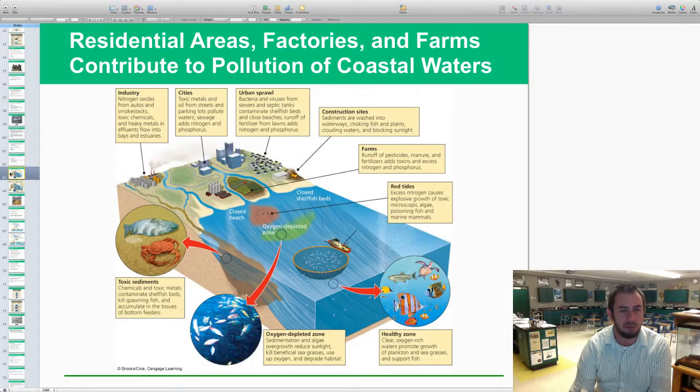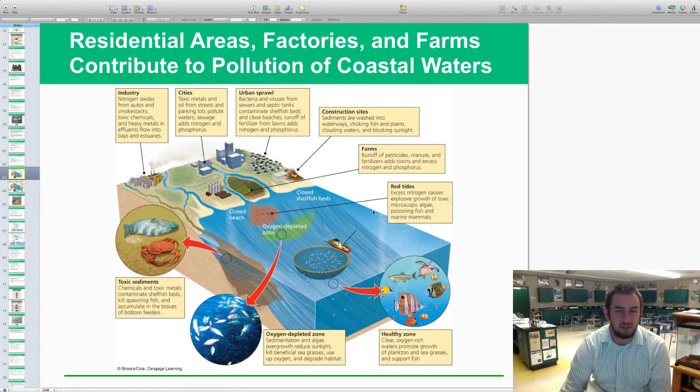And this shows you something very similar to our river systems. You have your cities and your industries producing pollutants that end up going into the waters and then move out to the ocean right there at the coastline. And we have construction sites causing runoff. A lot of times we have lots of bacteria. This is the red tide.